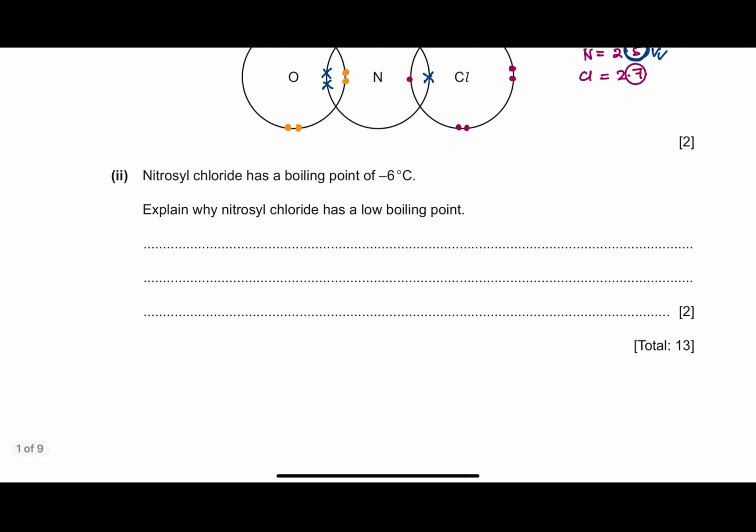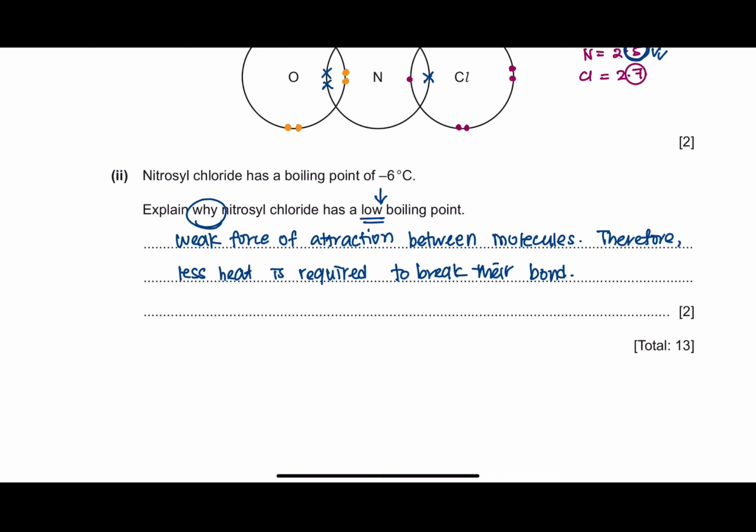Question 2. Nitrosyl chloride has a boiling point of -6 degrees Celsius. Explain why nitrosyl chloride has a low boiling point. The answer is that there is a weak force of attraction between the molecules. Therefore, only a little bit of heat is usually required in order to break the forces that are between them.